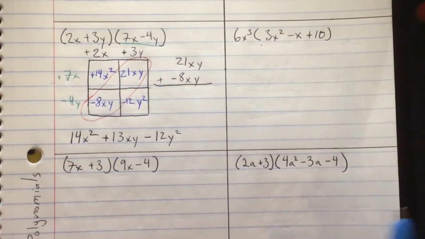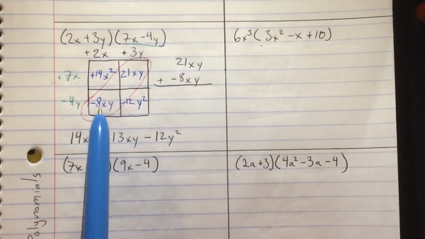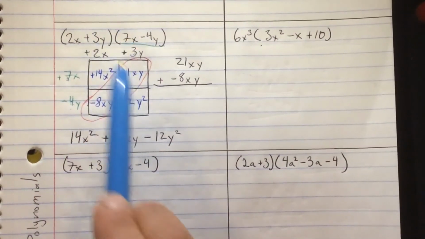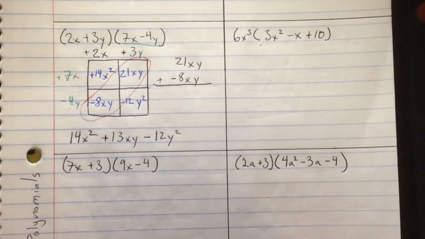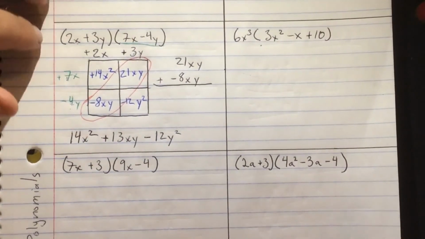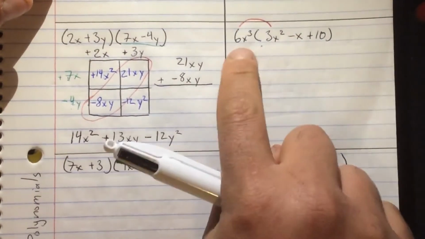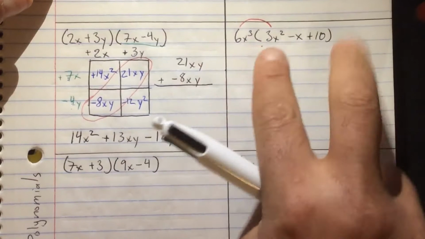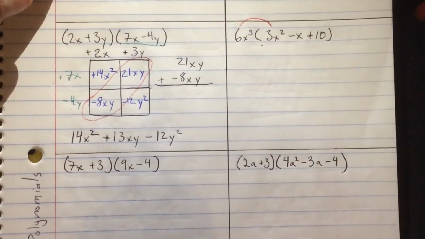And we're technically still doing the same thing because this times this is this. This times this is this. This times this is this. And this times this is this. It's just a different way to look at it. And I wanted to show you just to make sure you understand what I was doing. All right, so the first thing we're going to do is we're going to do this here. For this one is 6x cubed times the trinomial of 3x squared minus x plus 10.